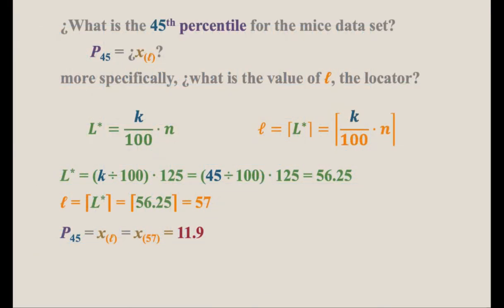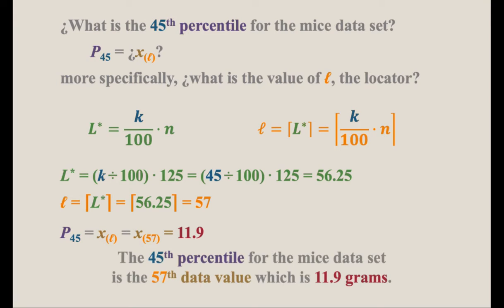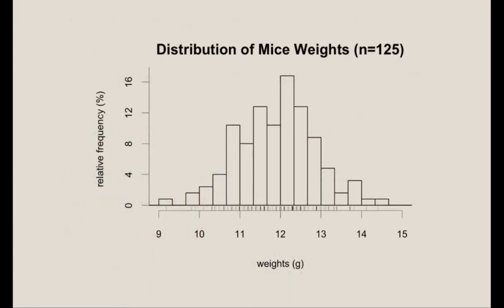Restating all of this, with the color coding scheme provided here, the 45th percentile is the 57th data value in the ordered data set, which in this case is 11.9 grams. Let's look at this process graphically. Here we have the data set for our mice weights in a histogram with class width of 1/3 of a gram. And here we have shaded the lower 45% of the area of the bars for this plot.